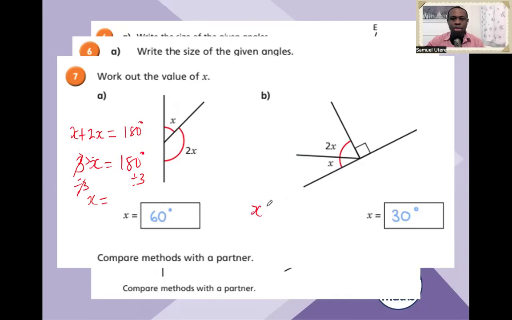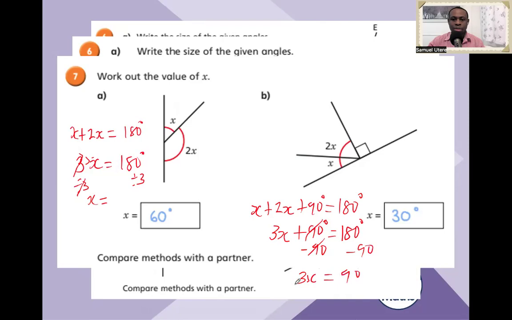For the next part, we form our equation: x, add 2x, add 90 degrees will be equal to 180 degrees. 3x, add 90 degrees will be equal to 180 degrees. We have to subtract 90 from both sides. 3x will be equal to 90 degrees. Next, we have to divide both sides by 3. x will be equal to 30 degrees.